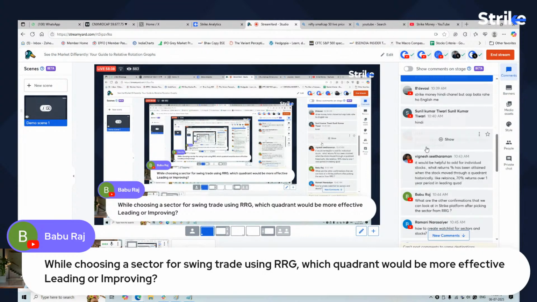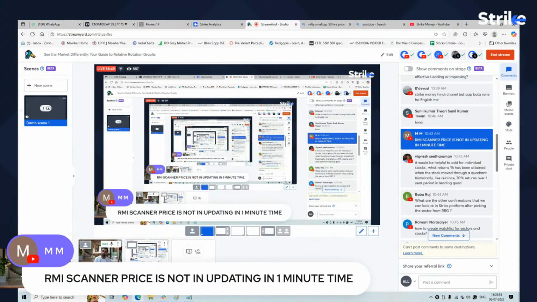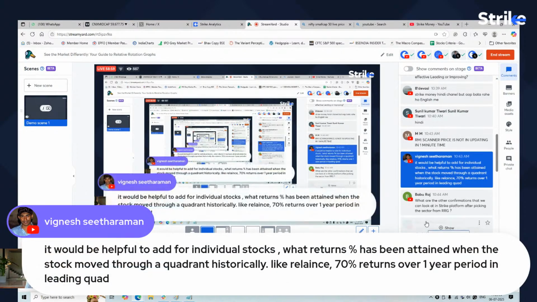The RMI scanner is so far not updating in 1 minute. We are just left with the last module, which is the indicator, which we are already working on. Once this is done, even the RMI scanners will start refreshing in 1 minute, and probably we will even try bringing down the lower time frames as well. It would be helpful to add individual stocks, what returns it has been.